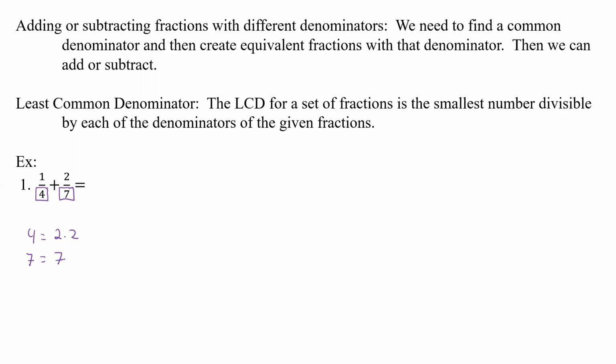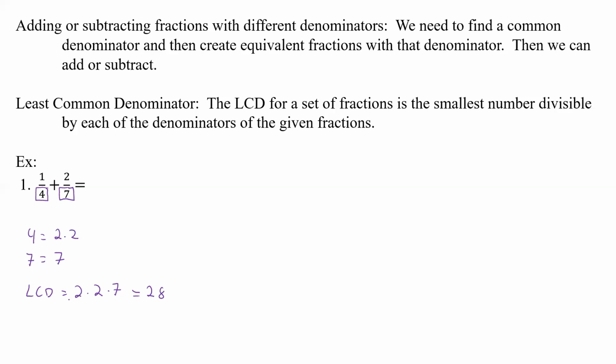Okay. Now, the least common denominator is each number to the highest power for each of them. So in this case, the LCD is going to be 2 times 7. Well, 2 times 2 is 4, times 7 is 28. So we want to get our denominator to 28.